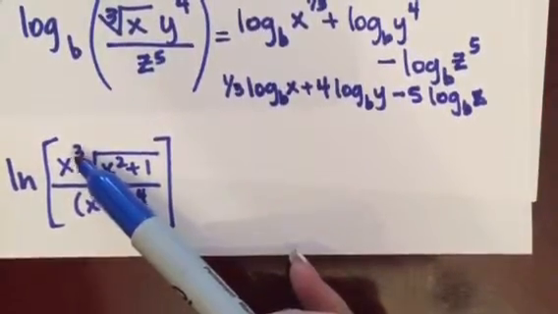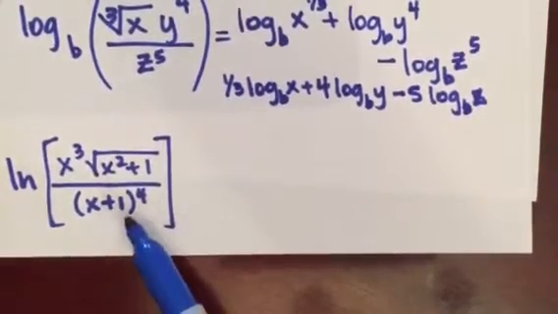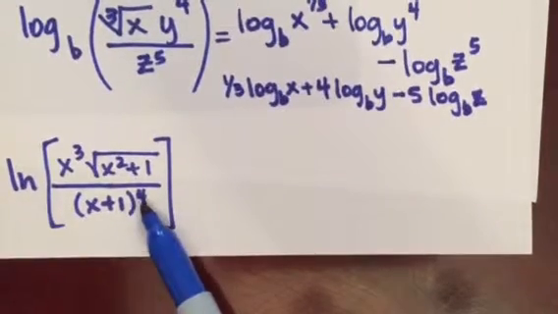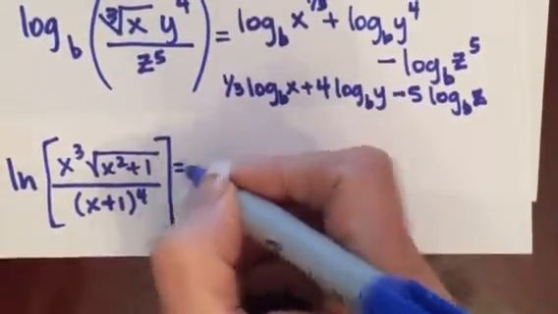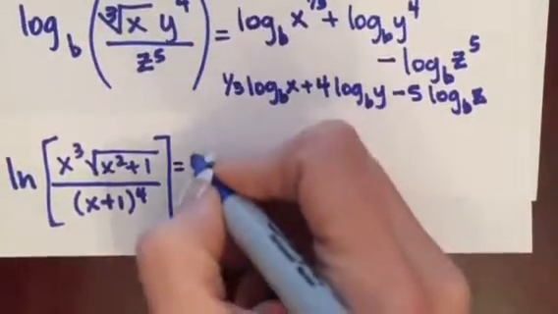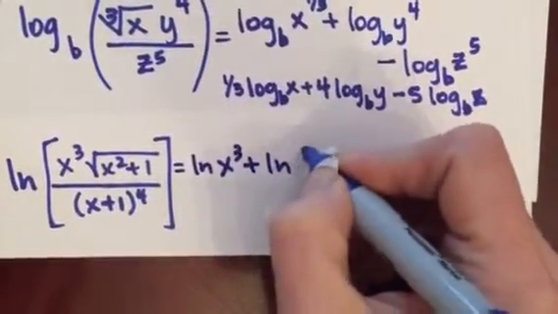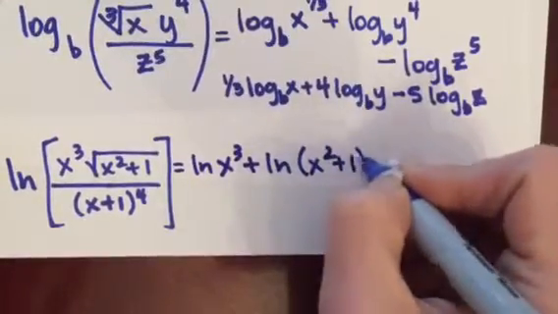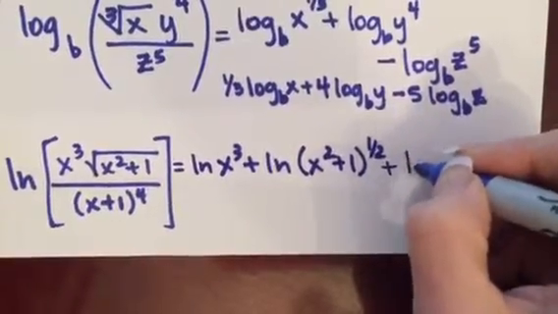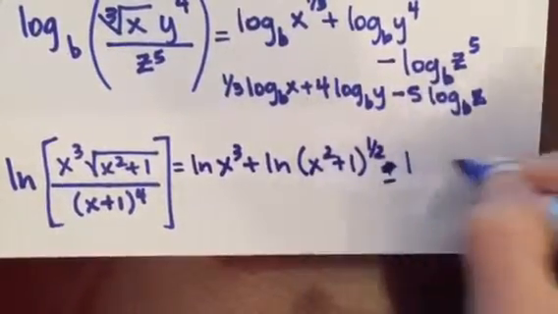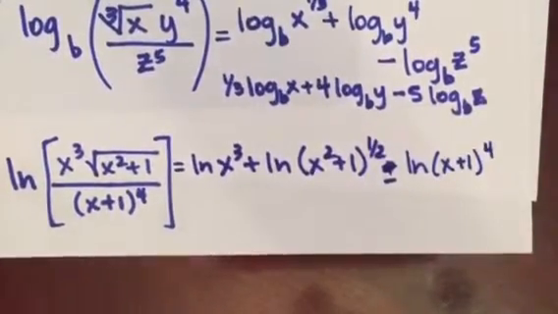We've got a power of 3 here. This is a power of 1/2 because the square root is a 1/2 power. And we have a power of 4. So let's go ahead and separate our logs. We should have 3 logs. We're going to say ln of x cubed plus ln of x squared plus 1 to the 1/2 power minus ln of x plus 1 to the 4th.